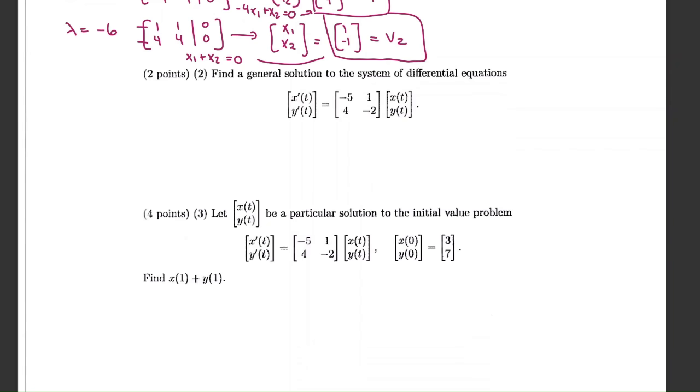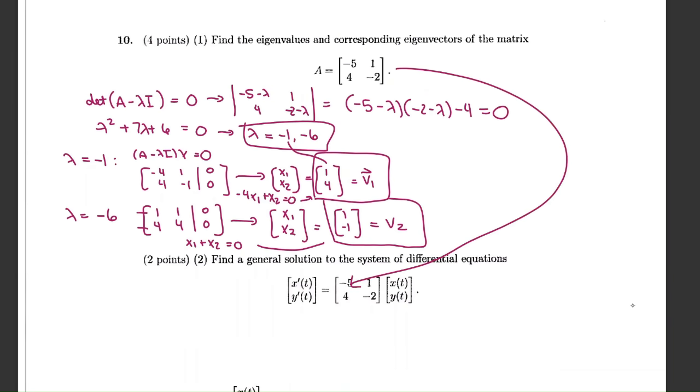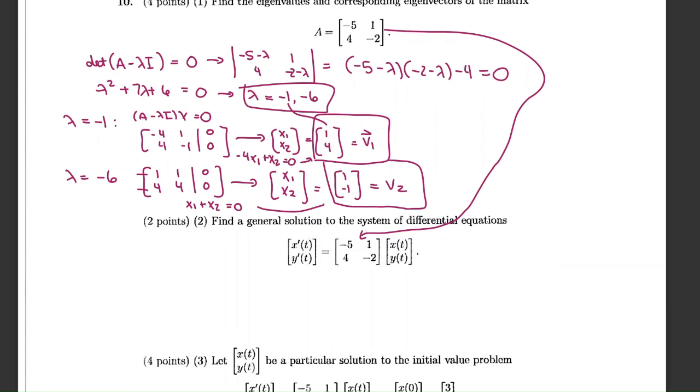Okay, now I want to find a general solution to this system of differential equations. To find this general solution, we know that the general solution to some expression like this is going to be some c1 times e to the lambda 1 t times your eigenvector, which in this case is v1, plus some scalar constant c2 times e to the lambda 2 t times v2. Lambda 2 is your second eigenvalue. So this is going to be the general solution to a system that is in this form.